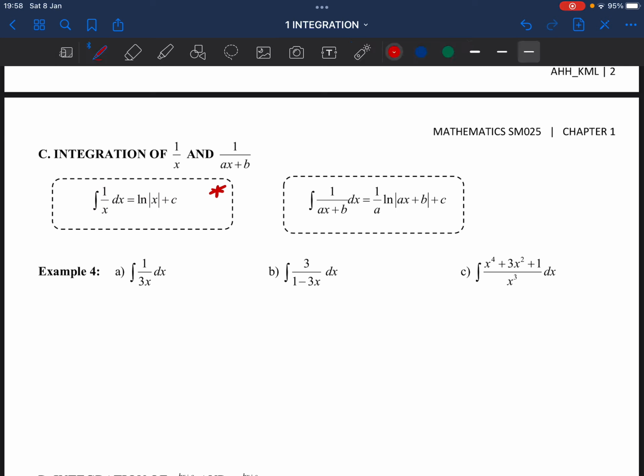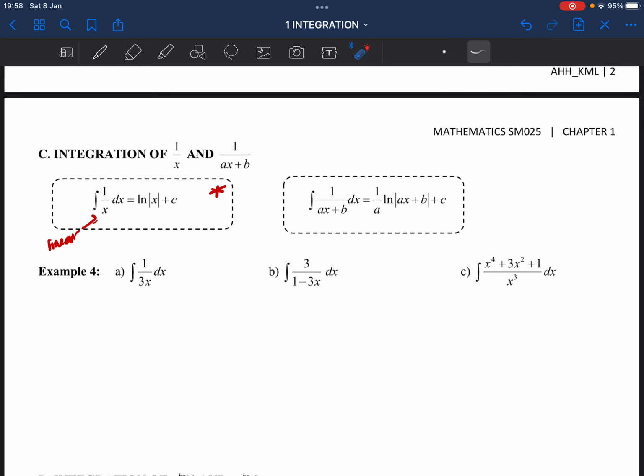Okay, so this one has to be linear as well. Okay, must be linear. So if you have 1 over x square, simply just buat macam biasa. Okay, if you have 1 over x square, jawapan dia bukan ln x square. Nope, wrong. Okay, this is misconception, mistake yang selalu jadi. If you have 1 over x square, just simplify x negative 2 dx, then just use power rule as usual.